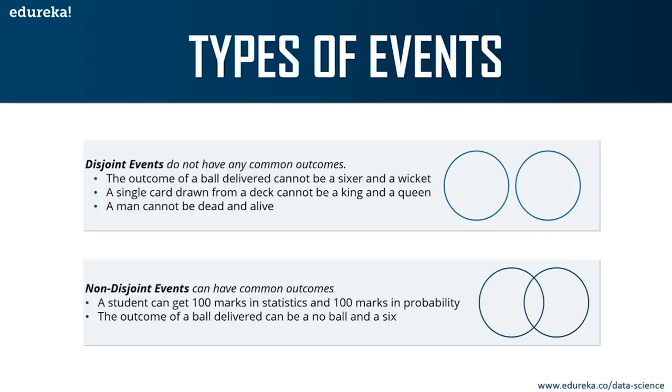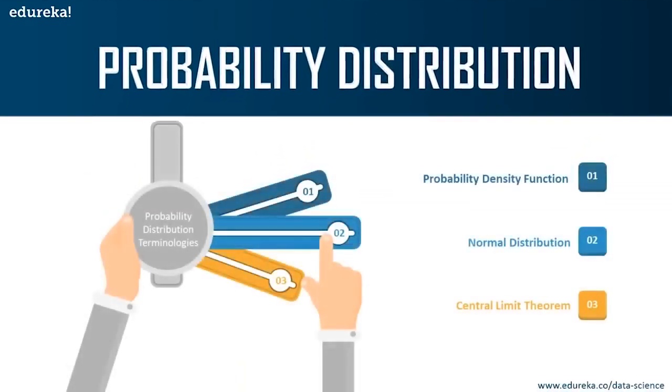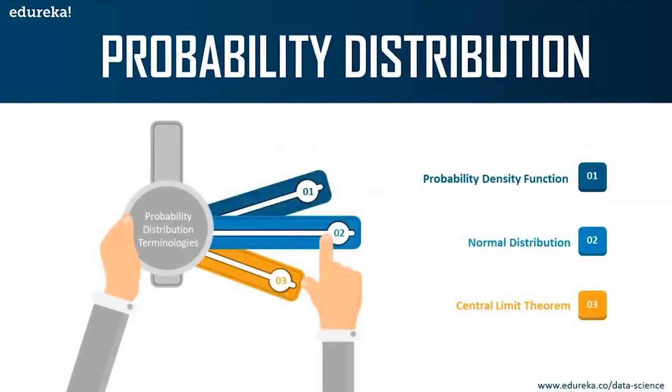So this is what non-disjoint events are. These are very simple to understand. Now let's move on and look at the different types of probability distribution. I'll be discussing the three main probability distribution functions: probability density function, normal distribution, and central limit theorem.